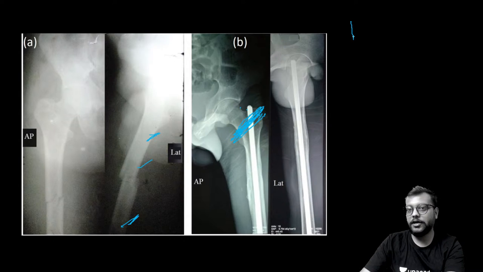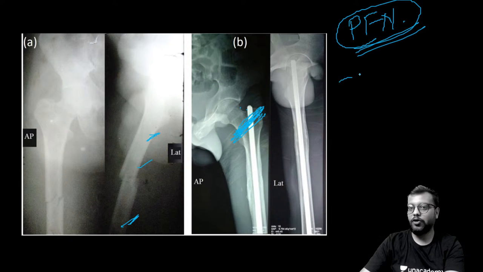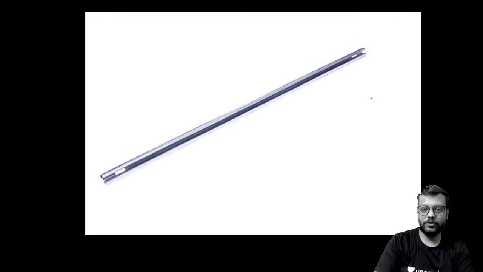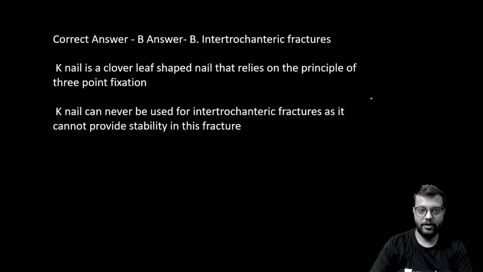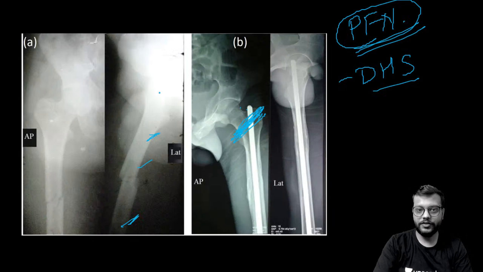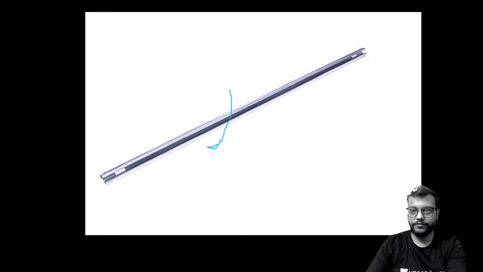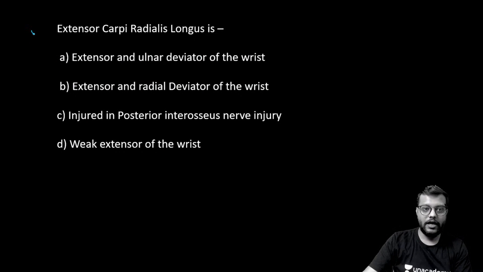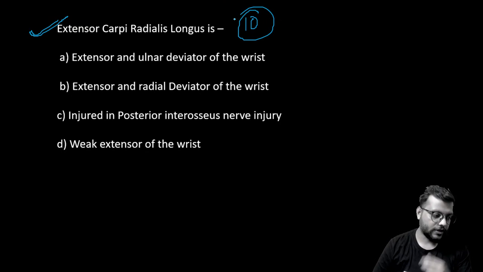So here it is not a K nail, there is a separate proximal femur nail, okay, that you can put, and you can go for the dynamic hip screw with open reduction. Okay, you can go for this for the IT femur fracture. This is a K nail. Okay, so K nail is a clover leaf shaped nail, and it works on the principle of 3-point fixation. Okay, see, this is your K nail. So the next question is: extensor carpi radialis longus is, here are your 10 seconds.